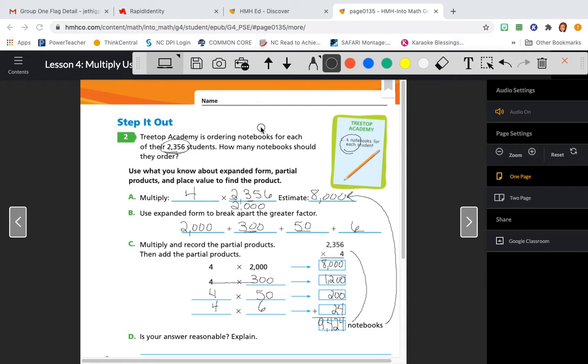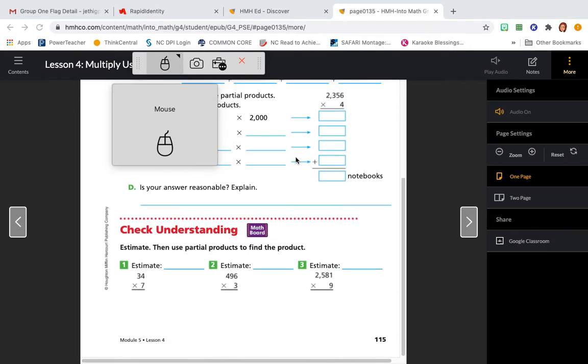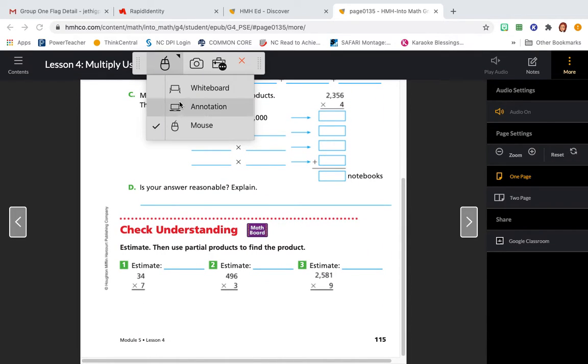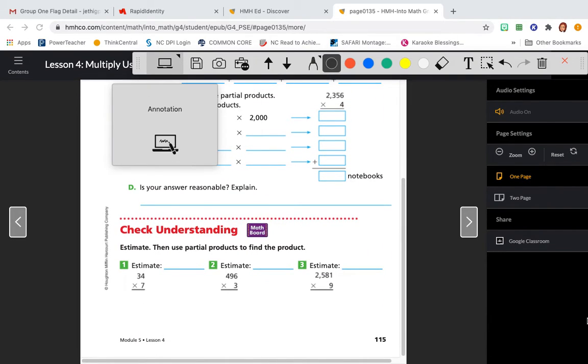All right, now we're going to look at check understanding. So we're doing some estimating. For check understanding today, it says estimate, then use the partial products to find the answer. What they're wanting us to do is take that greater number and round it. So 34 is closer to 30, so then we multiply. We know that 7 times 3 is 21. We add a 0. So our estimate is 210.